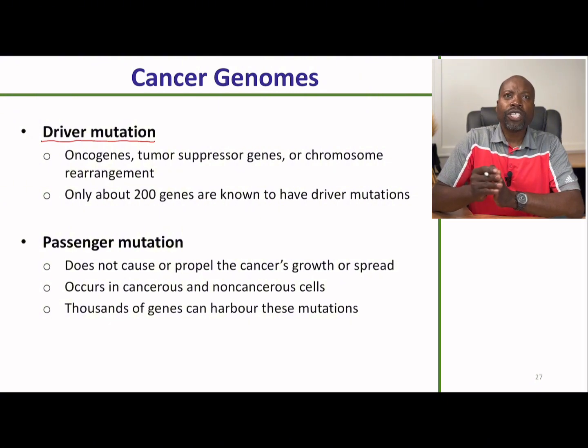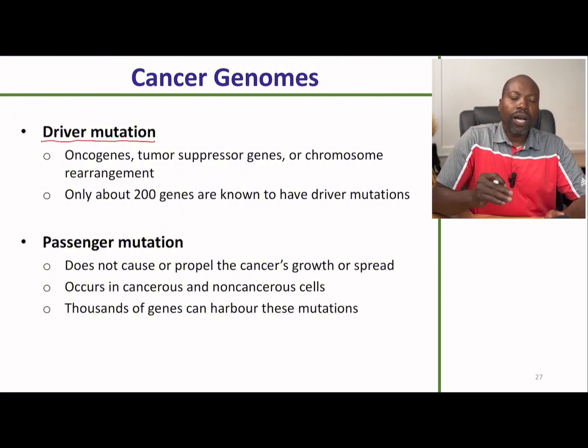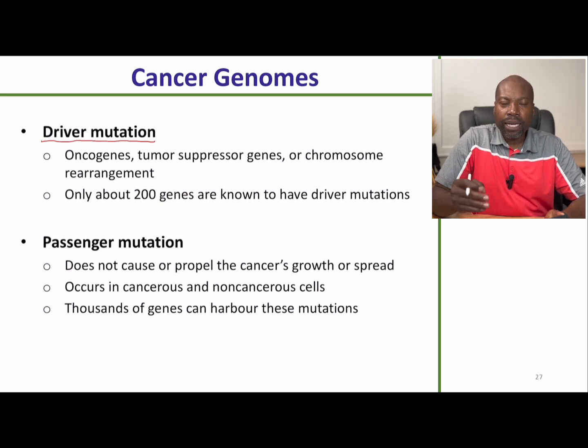The second group of genes that I already mentioned are the tumor suppressor genes, which can lose their function and therefore be unable to stop cell division. The last one is chromosome rearrangements, which can also lead to cancer. These are some examples of driver mutations. So far, there are about 200 genes that are known to be driver mutations.